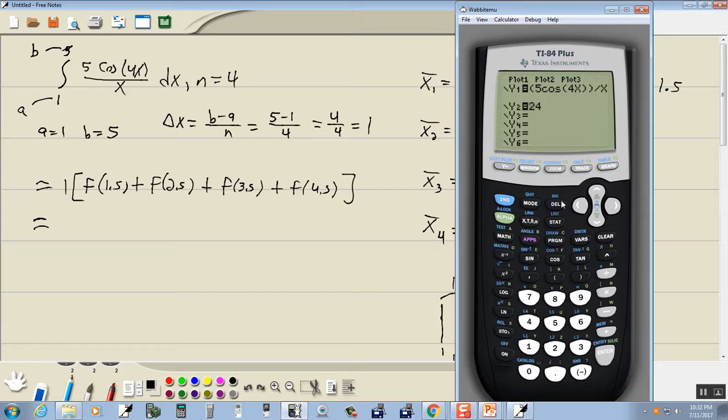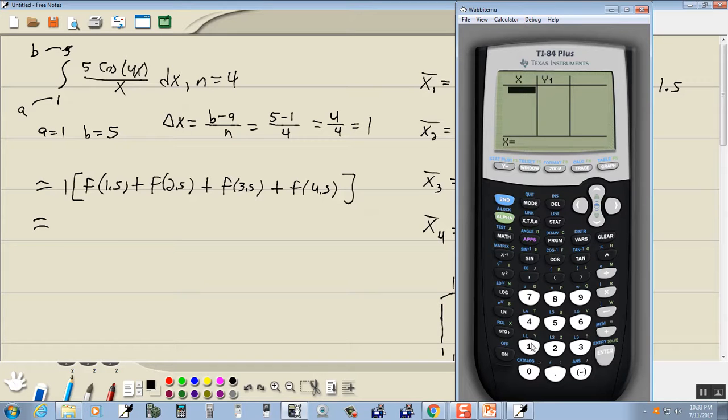And I'll clear out that next line. Now I want to make sure my calculator is set up in the right mode. So I'll do second window to go into table setup, and I want independent set to ask. If yours isn't set to ask, go down to that line, put your flashing cursor on ask, and press enter one time. Now mode, I'm in radians, so that's fine. Now do second graph to go to the table.